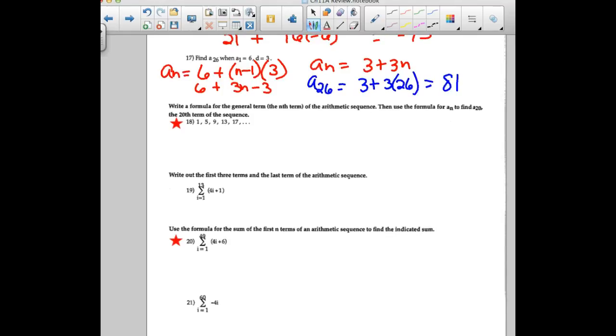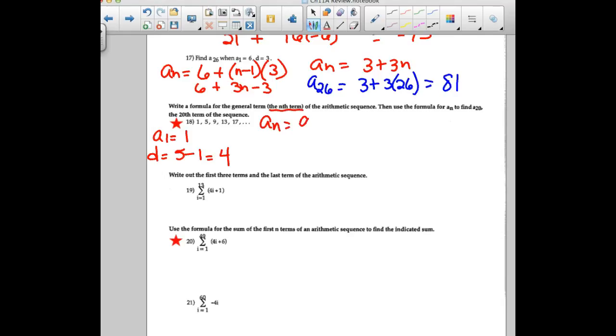Our next set of questions is to write a formula for the general term or the nth term of the arithmetic sequence, and then use that formula to find the 20th term. All right, so what are we given? We're given the first 5 numbers in our sequence. So we know our first term is 1, and we can find our common difference by simply subtracting the second term minus the first term. So that means we are adding 4 to get to the next few terms. We do not want to continue this out to the 20th term. We want to use our nth term formula.